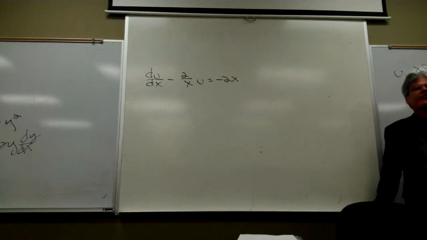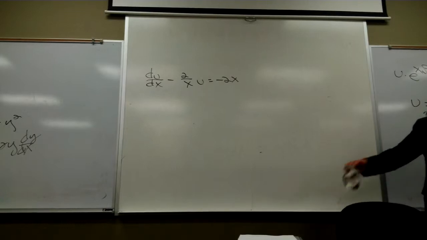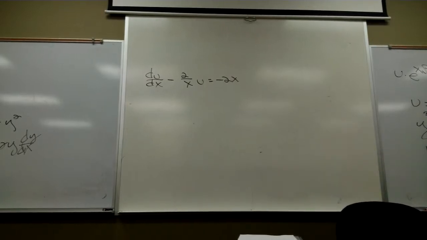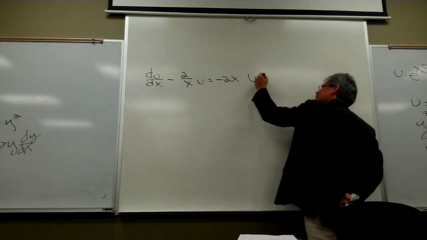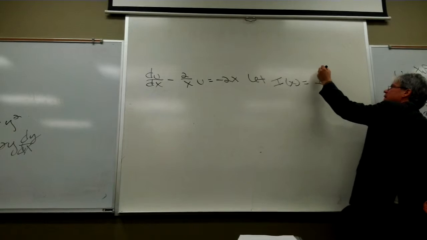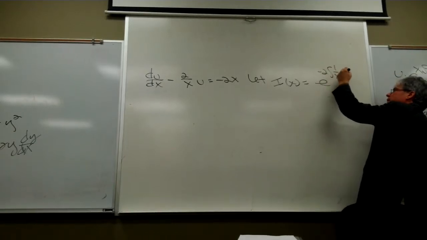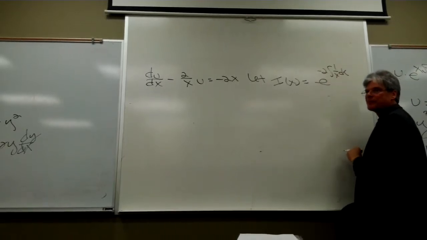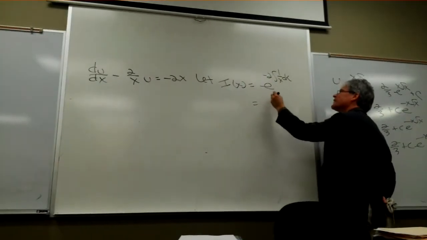Is that okay? If it is okay, can we dive in and use an integrating factor? So we're going to choose an integrating factor to be e to the negative 2 integral of 1 over x with respect to x. Or shall we say, is that a 1 over x?